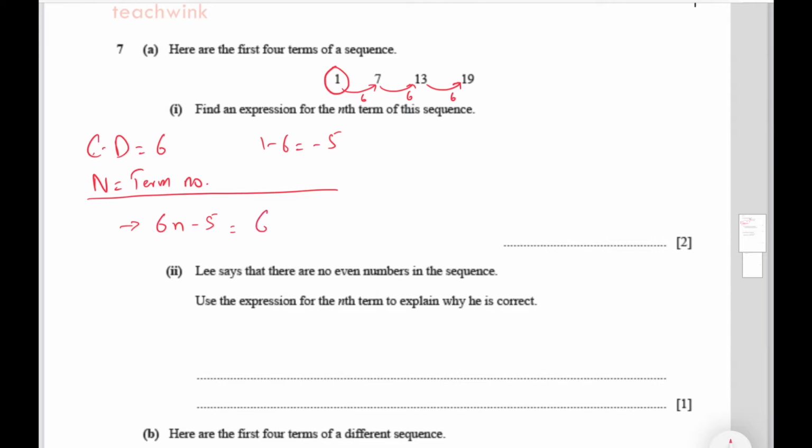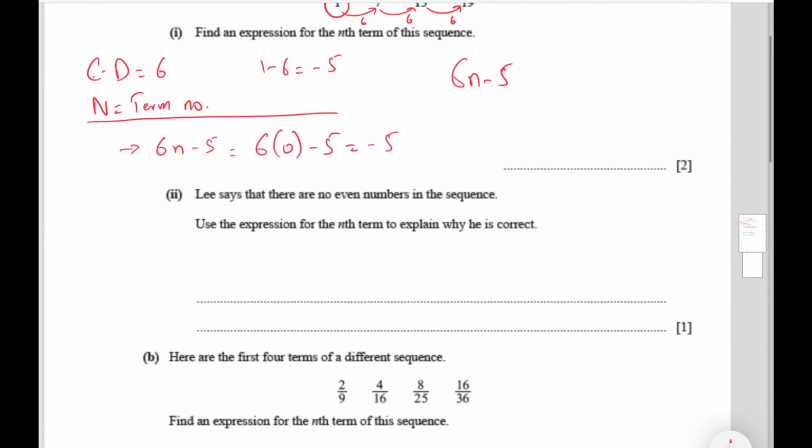So let's find the term before the first term. It should be 6 times 0 minus 5. This gives us 0 minus 5. This gives us negative 5. So our expression is clear. It is 6n minus 5. We write our answer over here, 6n minus 5.